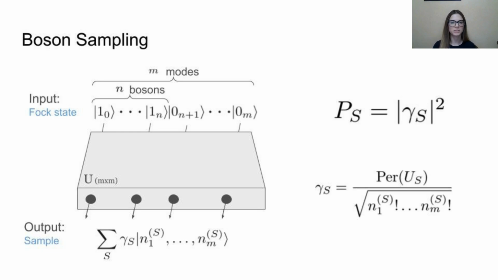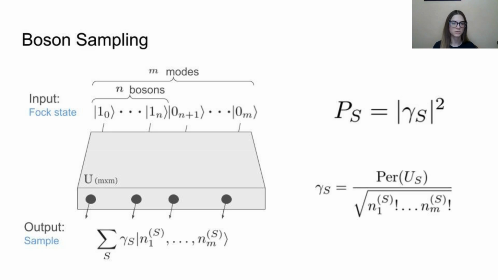The entire network is mathematically represented by an m times m unitary matrix U. This matrix describes how the input modes of photons are transferred into output modes as they travel through the network. At the output, the photons emerge in different configurations, also described by Fock states. The goal is to calculate the probability of observing a specific output configuration.